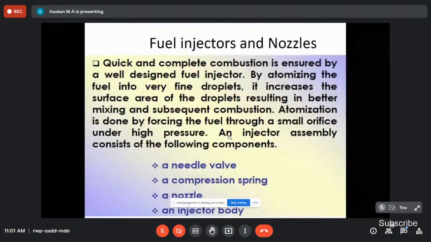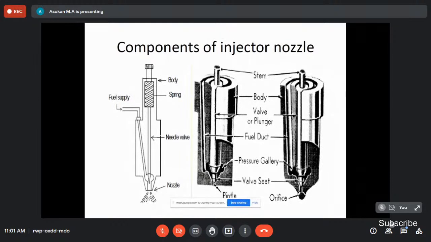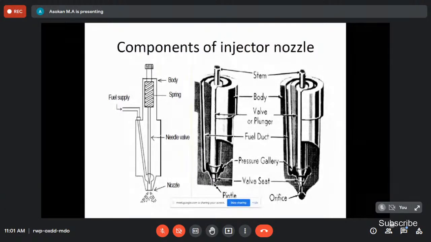Next, the fuel injectors. Right? There is the needle valve and compression spring. See the components of the injector nozzle: the needle valve and the fuel supply line. The high pressure fuel goes through the supply line. Then at the needle valve, there is one spring attached to the end of the needle valve. You can adjust the force by rotating the spring. There is a handle, a screw there.